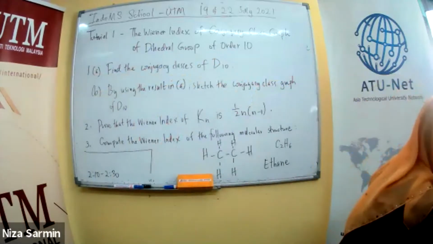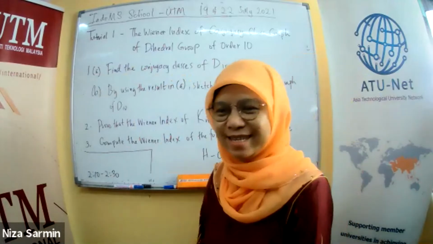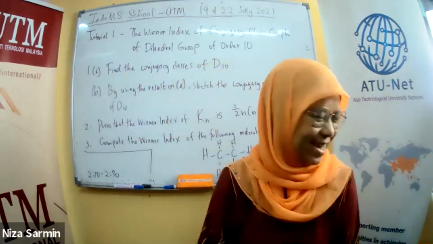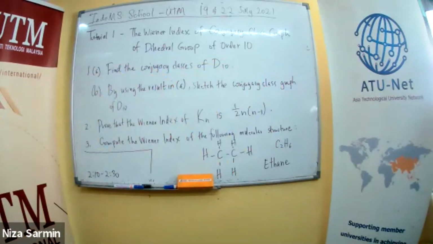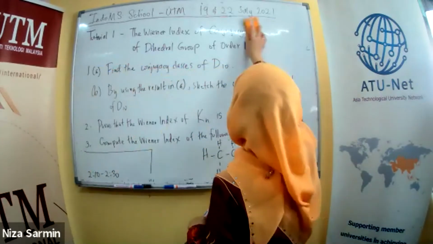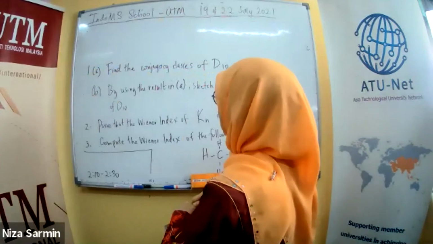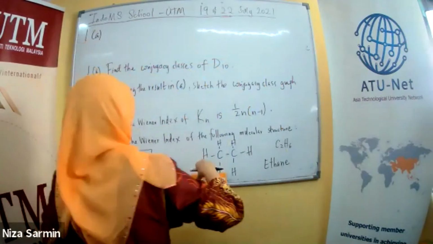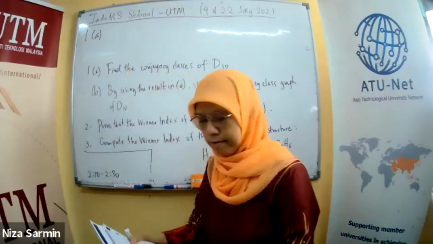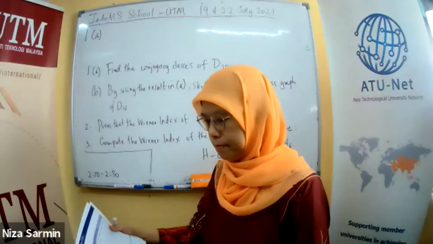Okay. Right. Any takers for number 1? Okay, no takers? Yes or no? Only 1A. Okay. How do you get it? By using the proposition.